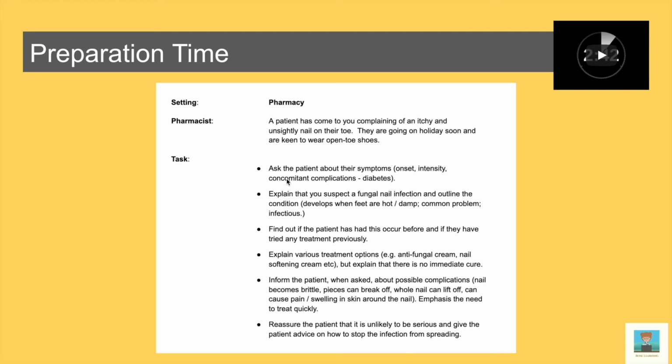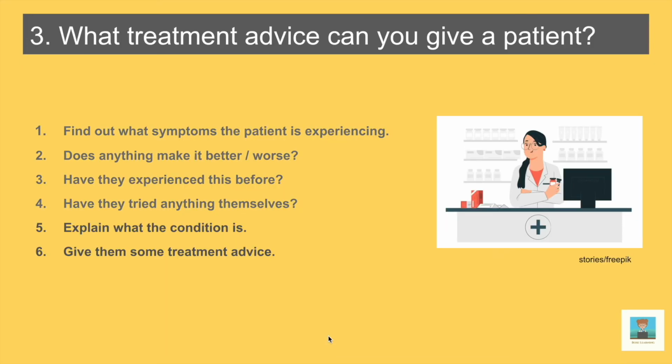We start by asking the patient about their symptoms, and if they have diabetes. Then you explain what you suspect is a fungal nail infection, and you can explain how it happens. We've already looked at this. Find out if it's happened before, and then explain the treatment options. Then you can inform the patient about any complications that may occur and emphasise the need to treat it quickly, to nip it in the bud. Reassure the patient that it's unlikely to be anything serious.